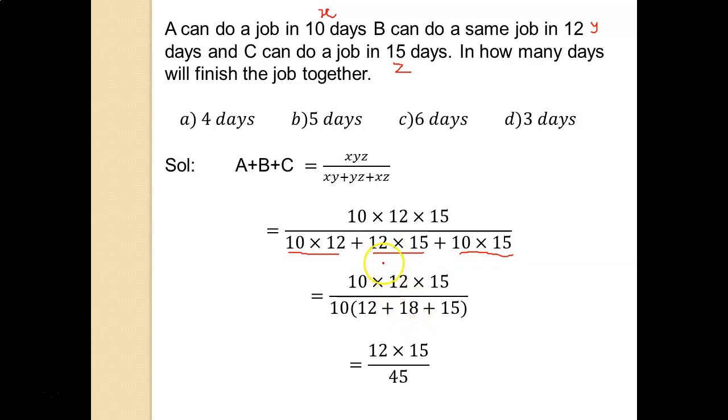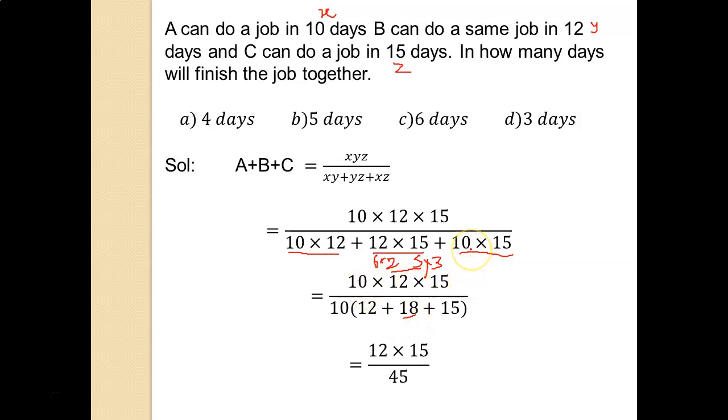So let us see. Now 12 means 6 into 2. What is the factor of 15? 5 into 3. So 10 is common. 10 means 2 into 5. Taking 10 common, the remaining factor is 6 into 3, that is 18. And that's why here it is 18.